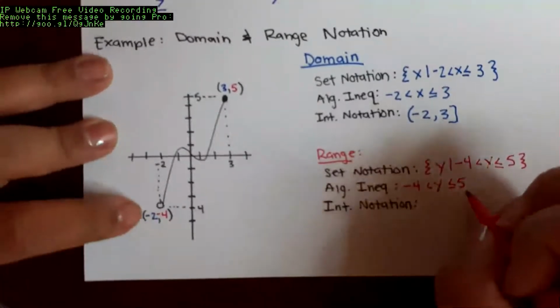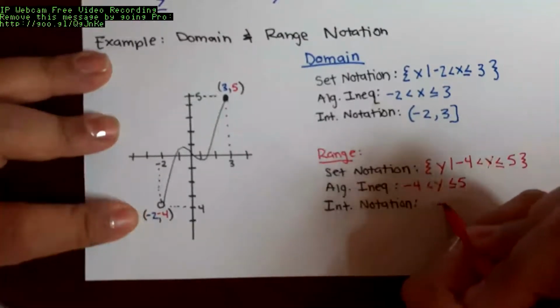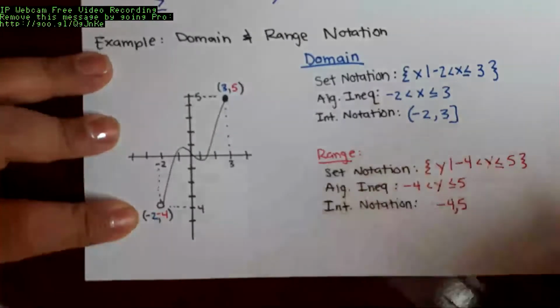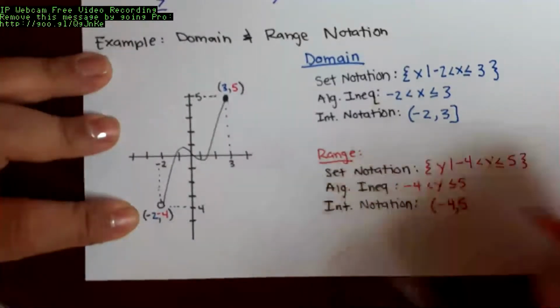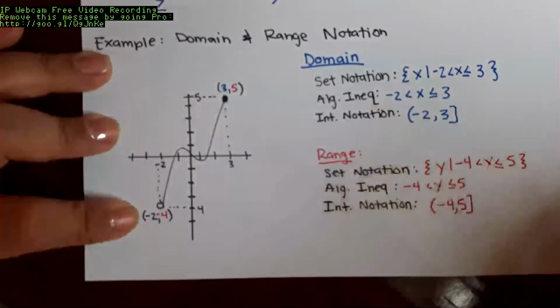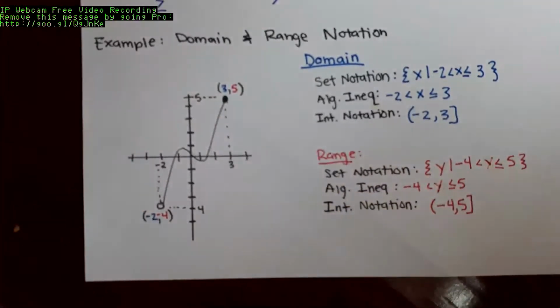Alright, so now for interval notation. So again, I look on my graph. I'm going to start at -4. I'm going to go all the way up till 5. -4 is an open circle, so that's parentheses. My 5 is a closed circle, so that's a bracket. And that is how we do domain and range notation.